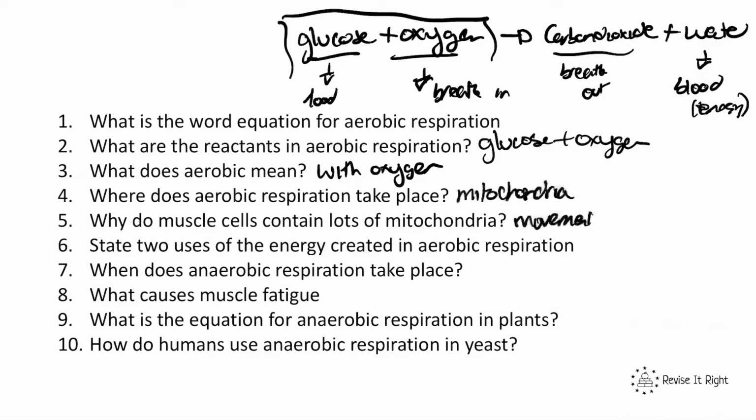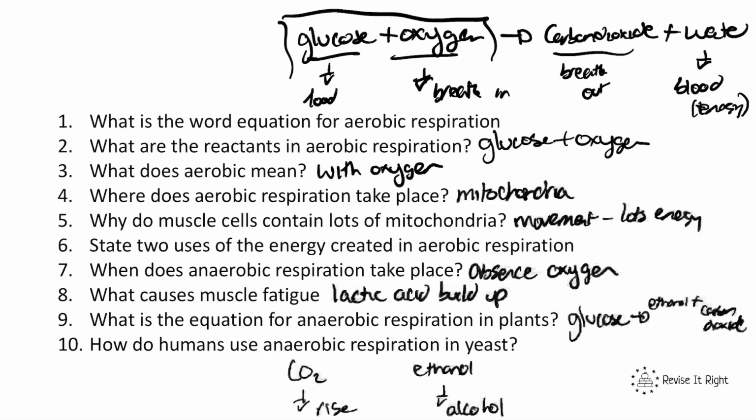And finally, how do humans use anaerobic respiration in yeast? Well, they use the CO2 in bread making to make it rise, and they use the ethanol to make alcohol. So we've now looked at aerobic respiration, anaerobic respiration, and the differences. We've also looked at the anaerobic respiration in plants and yeast as well, and we call that fermentation.